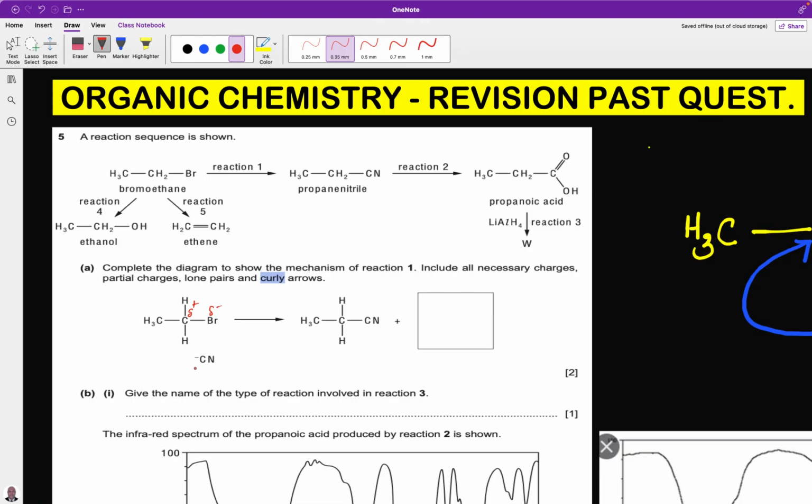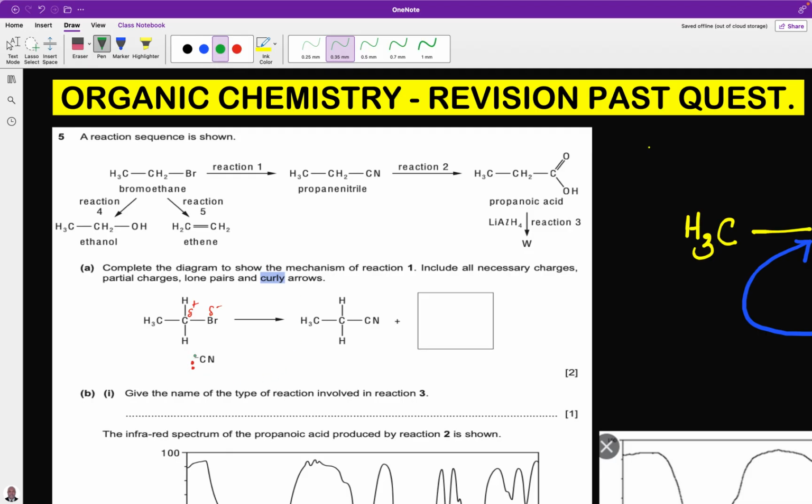Now, you have to indicate here the lone pairs of electrons. They are here from the cyanide. The cyanide has a lone pair of electrons. Being a nucleophile, nucleophiles are electron pair donors. So as they are approaching the partial positive carbon here, they are donating that lone pair of electrons. And what happens? The bond between carbon and bromine, as these electrons are approaching, there is repulsion. The electrons are being shifted towards bromine. So we indicate that using our curly arrows.